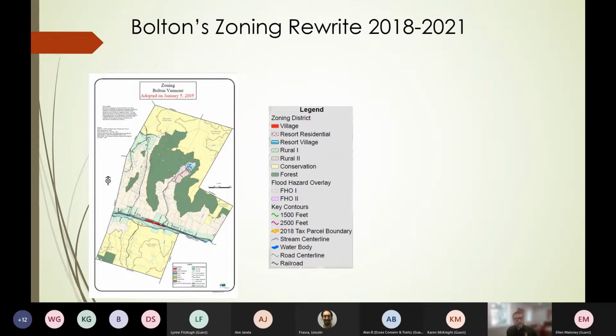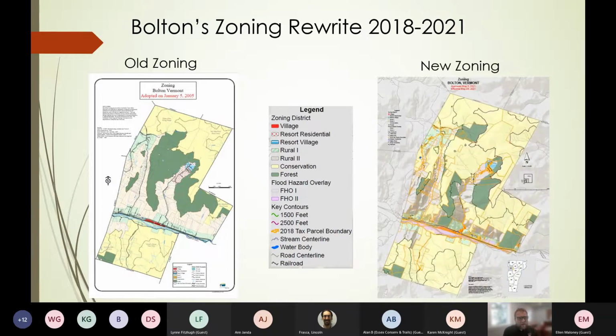So here's what Bolton did when they rewrote their zoning. The first thing you notice is there's a huge increase in the conservation district. That's not as dramatic as it looks. A lot of those lands were already subject to Act 250 deed restrictions. And so the Planning Commission just wanted to call a spade a spade. Those places weren't going to get developed into the future, so they just decided to put them in the conservation district and acknowledge what was already legally binding, no development.